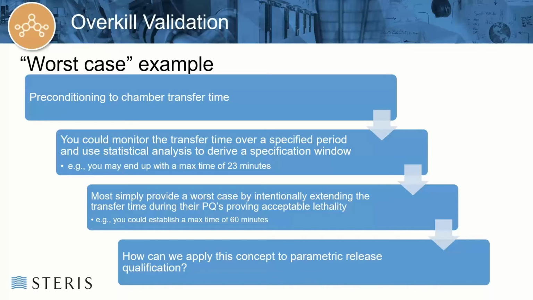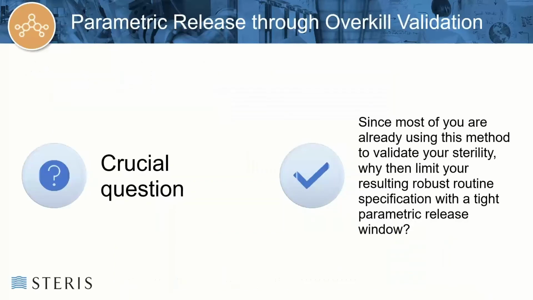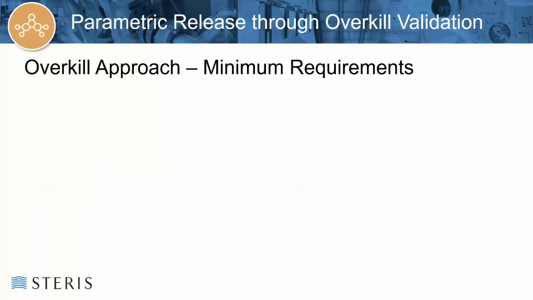Now, if we apply this logic to a parametric release validation. So you're already using this method to validate your sterility. So why limit to your resulting robust routine specification with a tight parametric release window? And this is where we come into the method of lowering your control parameters through your validation to qualify parametric release.